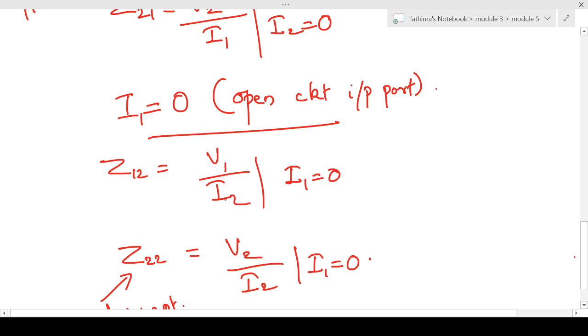And Z12 is the voltage at the input port divided by current at the output port. So this is the open circuit transfer impedance. Transfer impedance because voltage is of the first port and current is of the second port. And this is the reverse transfer impedance because this is a ratio of input to output. So this can be written as open circuit reverse transfer impedance.